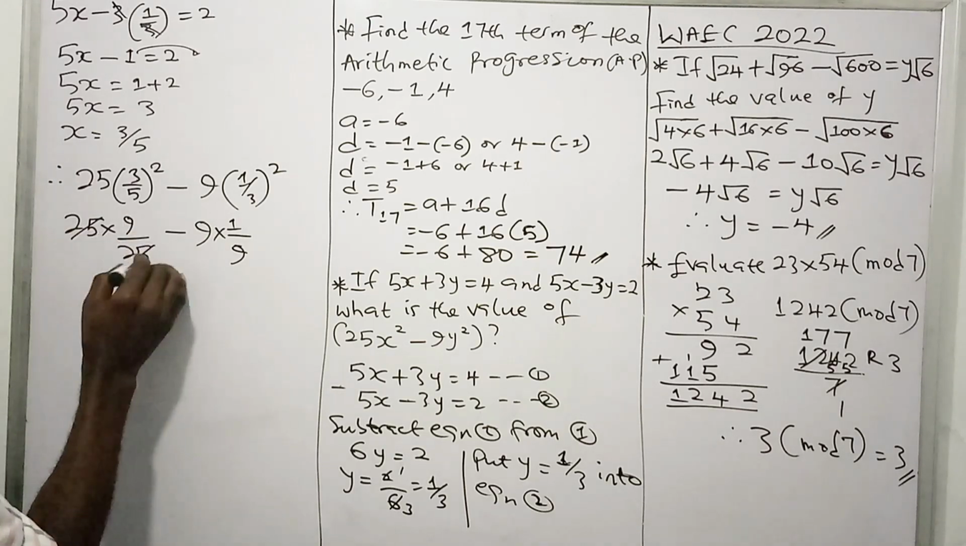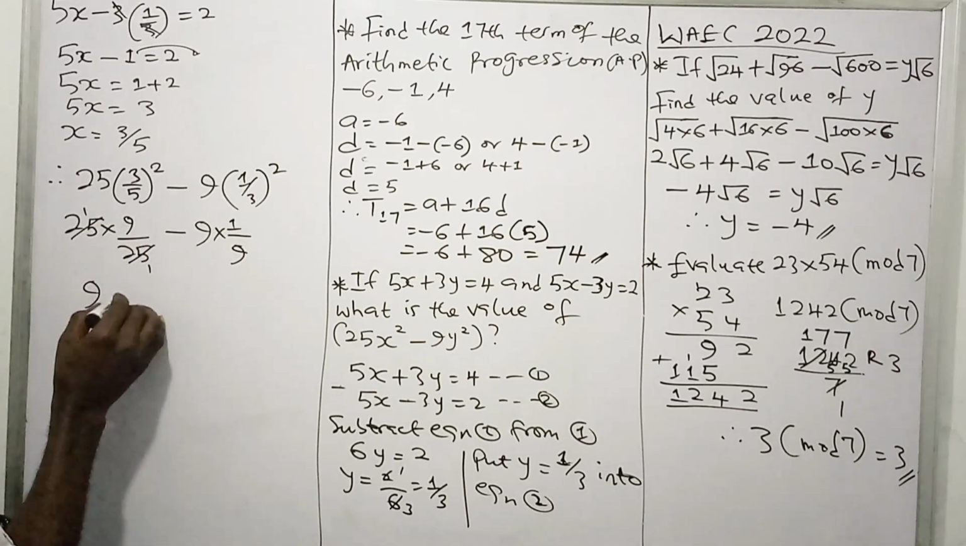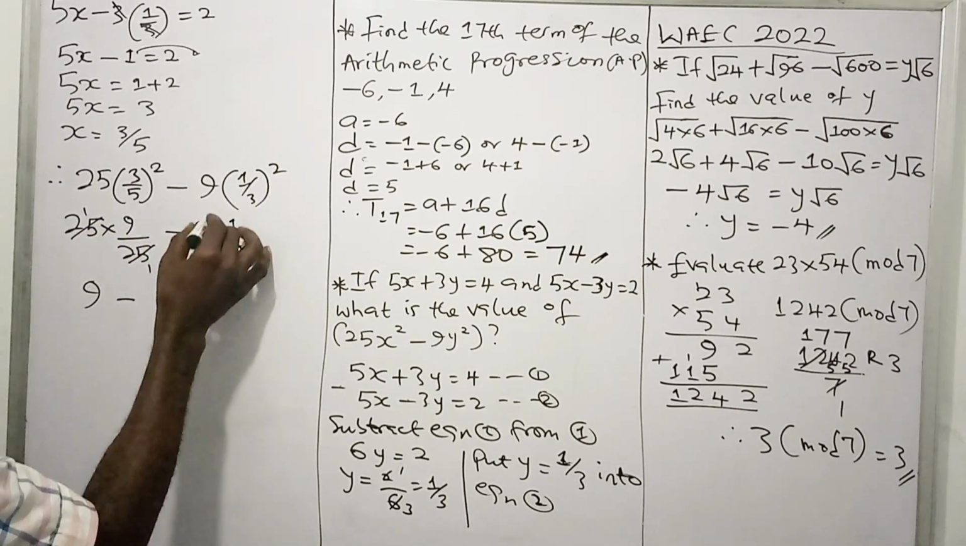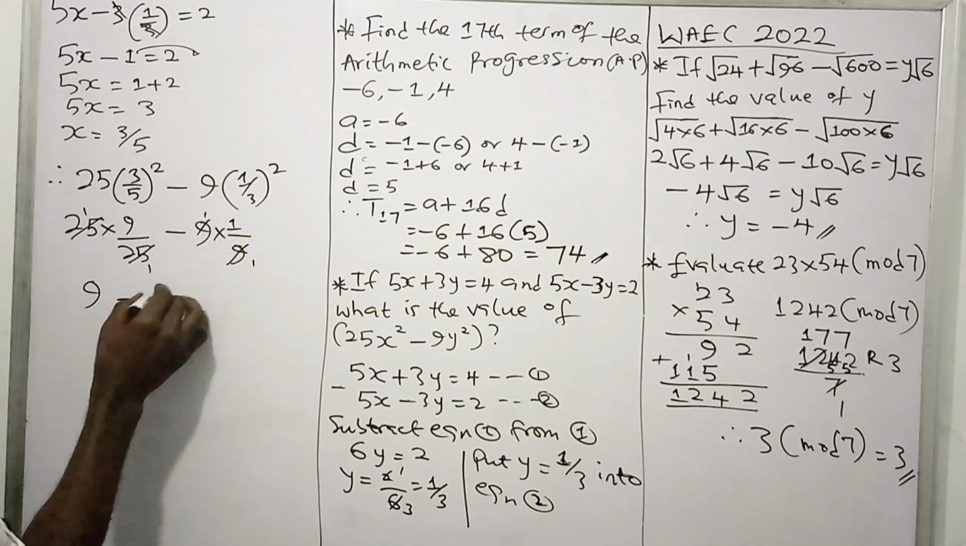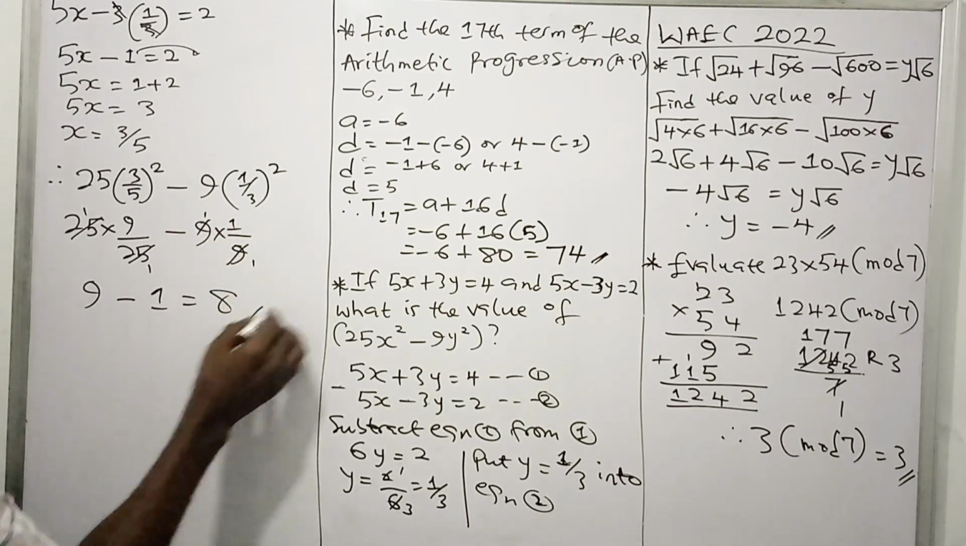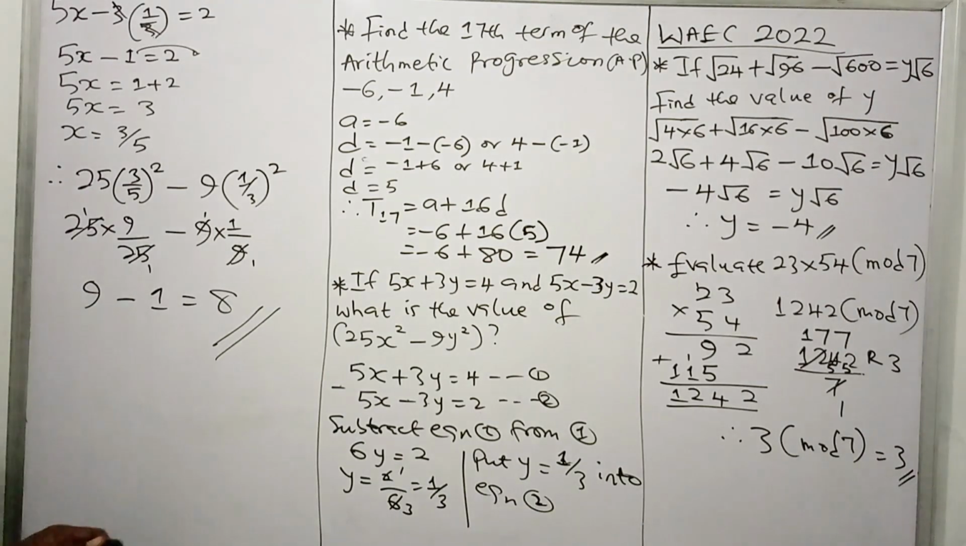So 25 will cancel out 25. We have 9 remaining there. 9 times 1 is 9. 9 will cancel out 9 here. We have 1 here. So 9 minus 1 what? 9 minus 1 will give us 8. So these are the solutions for these 4 questions from your WAEC 2022 question.